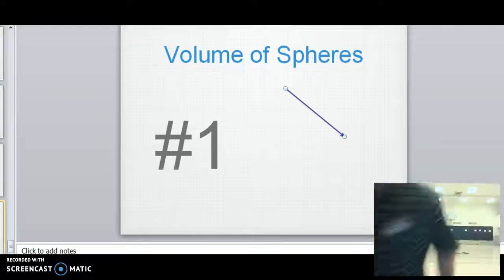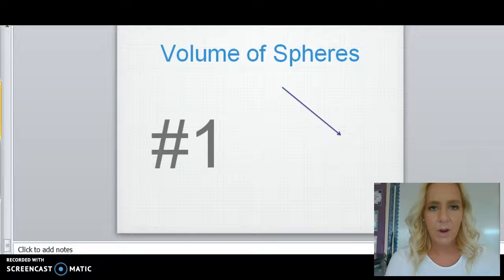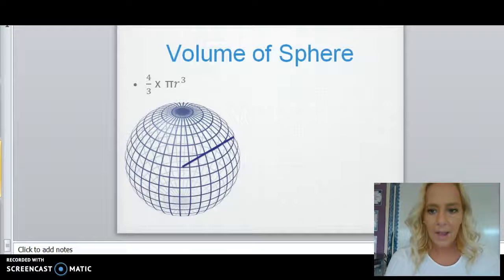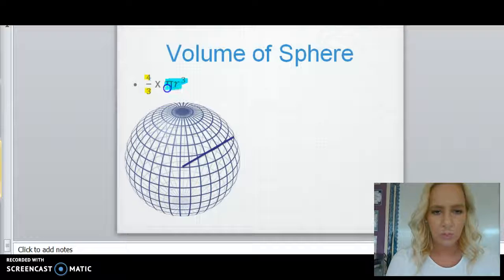All right, boys and girls, let's talk about the volume of a sphere. Again, as a reminder, a sphere is a 3D circle. This is the formula that's used to calculate the volume of a sphere. The volume of a sphere is 4/3 multiplied by pi r cubed. Instead of the radius being squared, the radius is being cubed because now the circle is a 3D object.